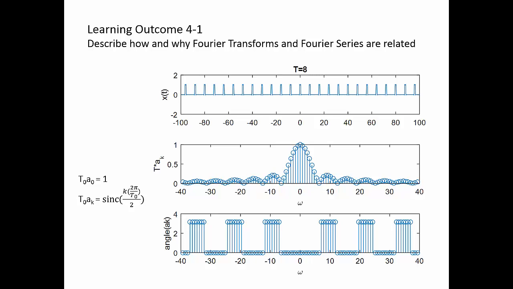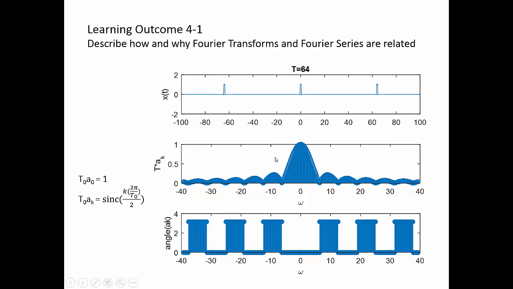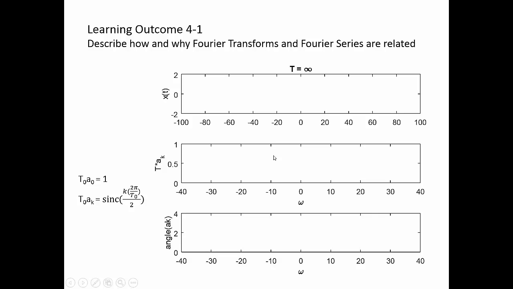But this time, the amplitude of our sinc function did not change. So now when T goes from 16 to 32, spacing still bigger, spacing still smaller, amplitude is the same. T is 64, spacing between our samples is smaller, amplitude is the same. If T goes to infinity, what is our X(t) going to look like?